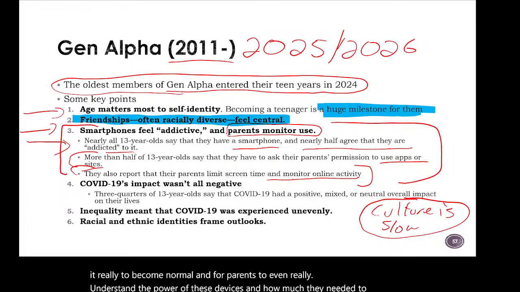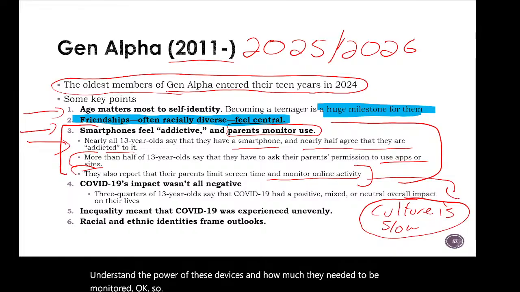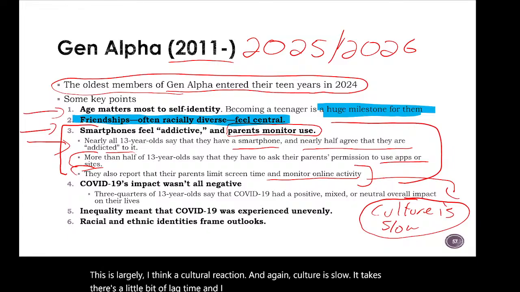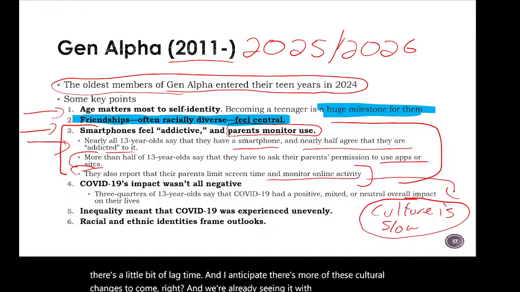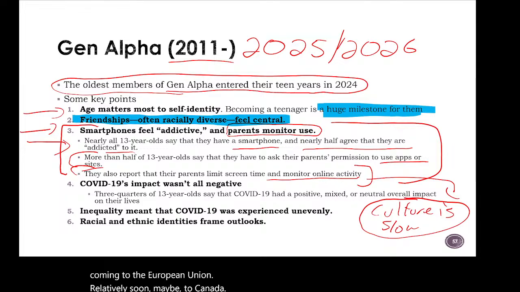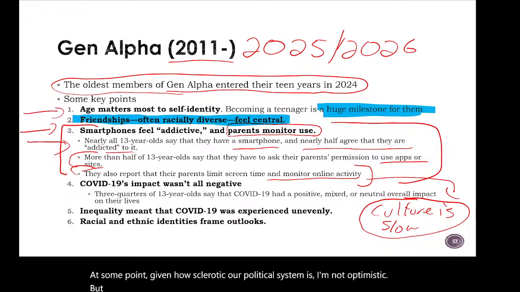Okay, so this is largely, I think, a cultural reaction. And again, culture is slow. There's a little bit of lag time, and I anticipate there's more of these cultural changes to come, right? We're already seeing it with things like cell phone bans in schools, social media bans in places like Australia, and probably coming to the European Union relatively soon, maybe to Canada at some point. Given how sclerotic our political system is, I'm not optimistic. But we might get there 10 years after everyone else does.